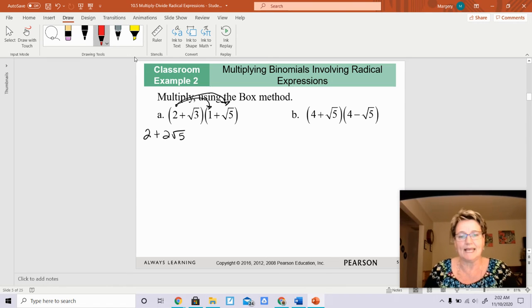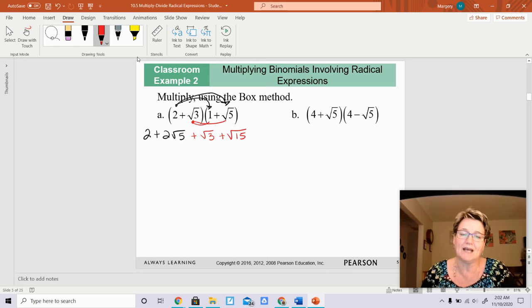Now, I'm going to take the square root of 3, and I'm going to multiply it by 1, which gives you the square root of 3. I'm going to take the square root of 3, and I'm going to multiply it by the square root of 5, and that's going to give you the square root of 15.